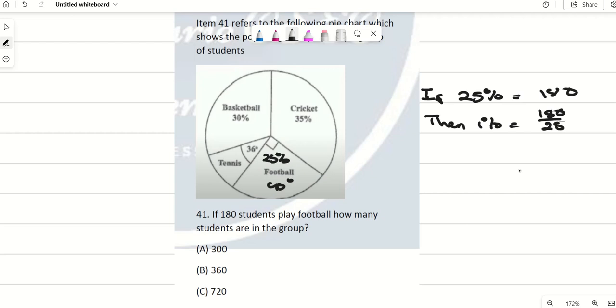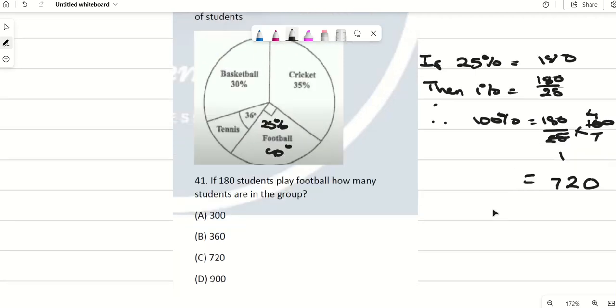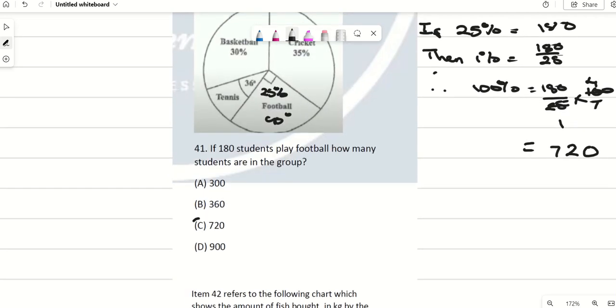And we want to find out how many in the group. Our entire circle is going to be 100. So therefore, 100% is going to be 180 over 25 multiplied by 100 over 1. That's 25 into 25, 25 into 100, 4, so it's 180 multiplied by 4. That's 8 4s are 32, 1 4 is 4, 5, 6, 7. So it's 720 students that played football.